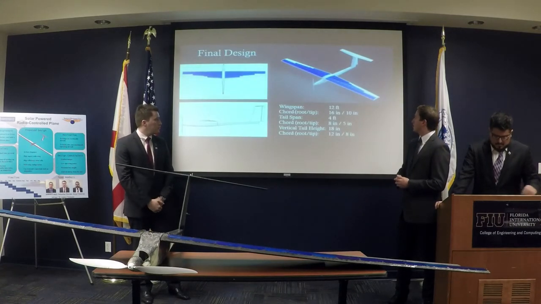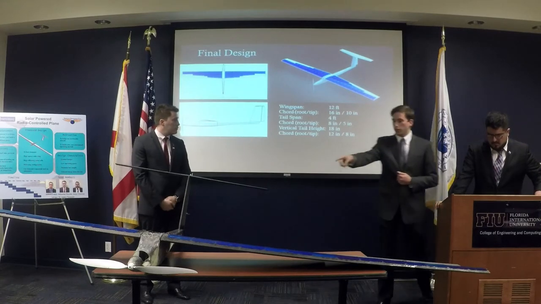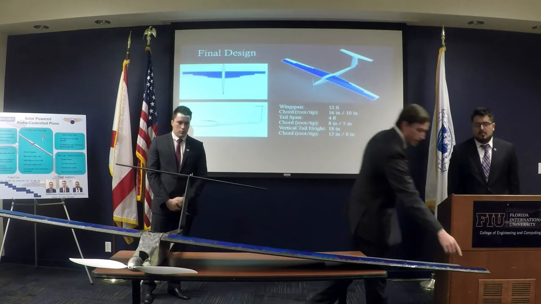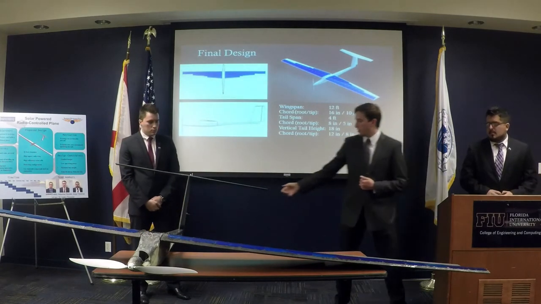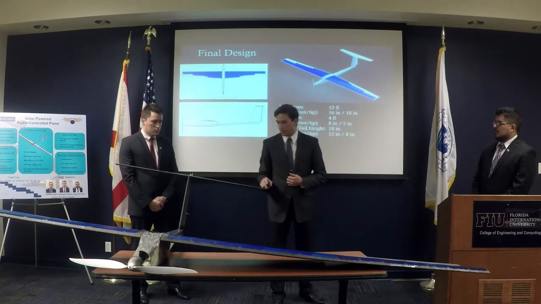The final design incorporates a wingspan of 12 feet. We have a chord root here at the base of the aircraft of 16 inches and a tip chord of 10 inches. We have a horizontal tail that is 4 feet long with a chord at the root of 8 inches and at the tip of 5 inches.